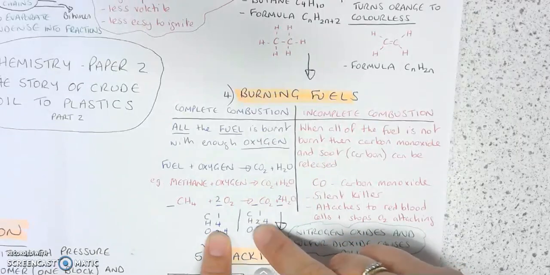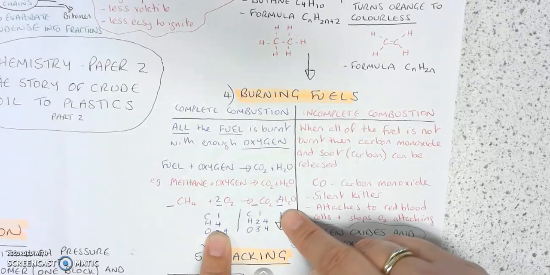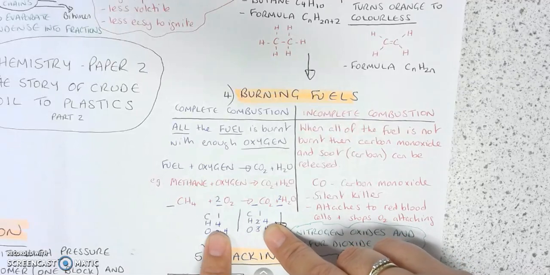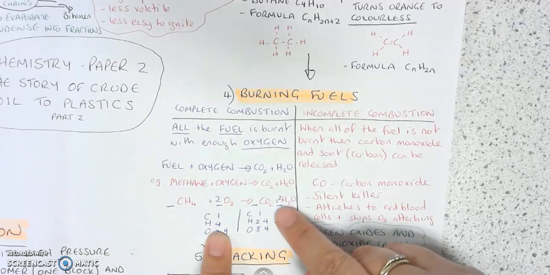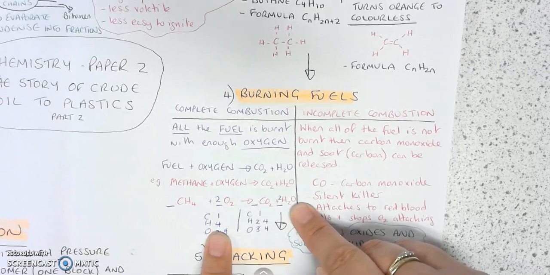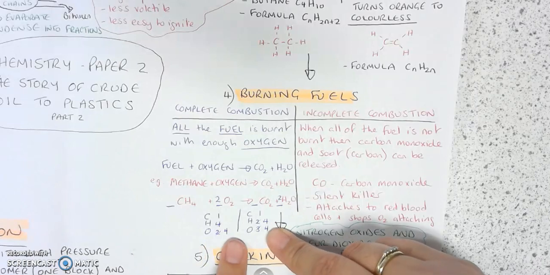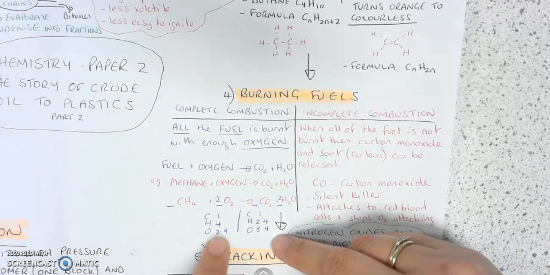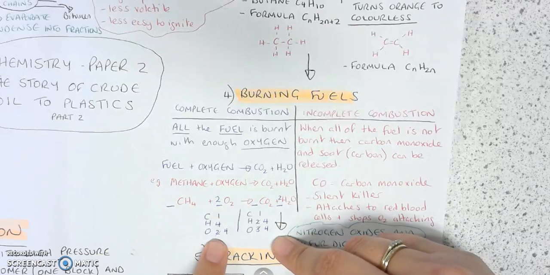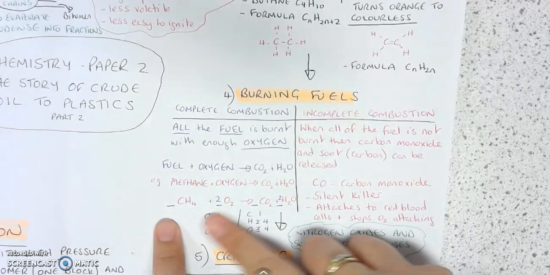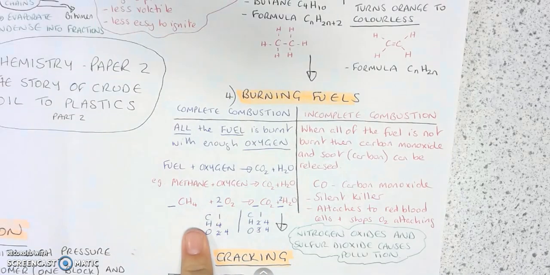So if I put a big number 2 in front of water, I've now got 4 hydrogens and I've now got 4 oxygens because I've got 2 on the water and 2 on the carbon dioxide. Now my other problem is on this side I didn't have enough oxygens, I'd only got 2, so if I double up the number of oxygens, so it's 2 O2, that is now a balanced equation.